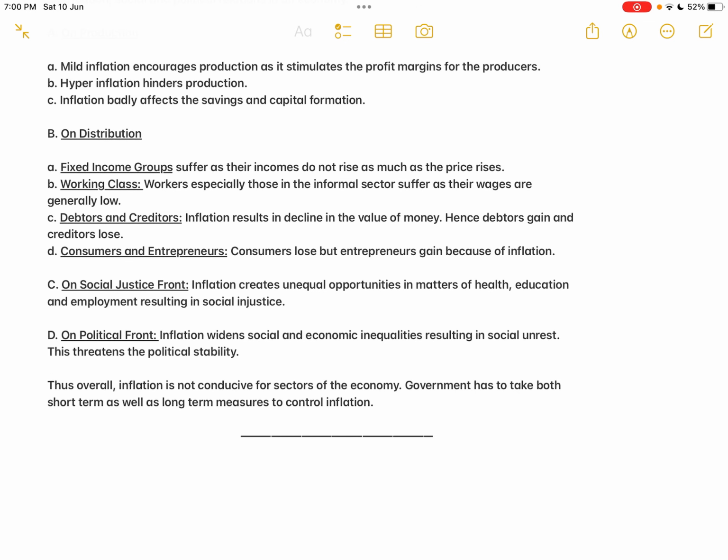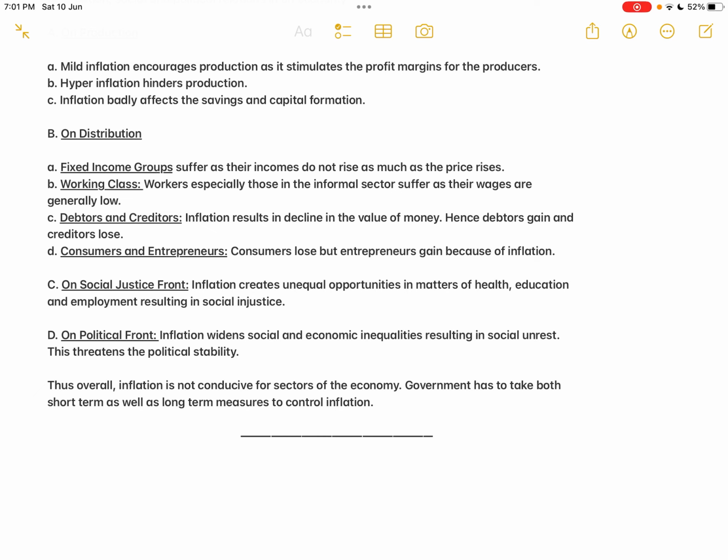And then the next one, C, on the social justice front, how inflation is affecting. Inflation creates unequal opportunities in matters of health, education and employment, resulting in social injustice. So what is happening because of inflation? The rich will become richer, the poor will become poorer. The income will not be distributed properly. There will be unequal distribution of income in the country.